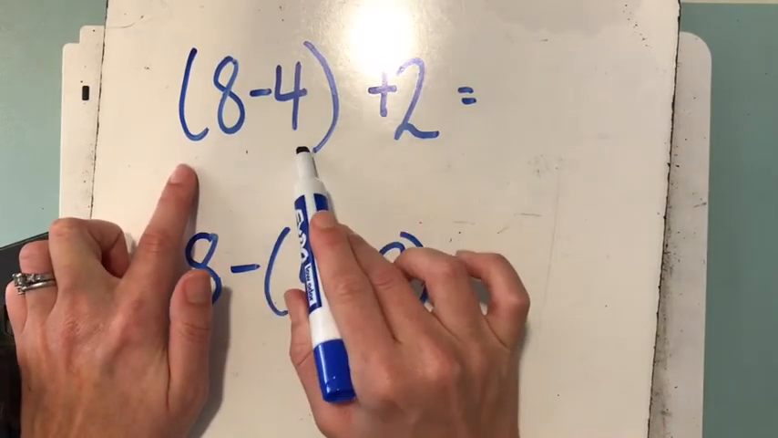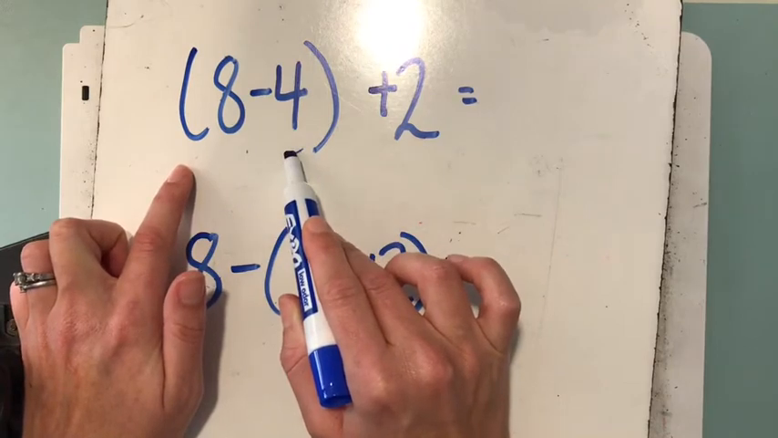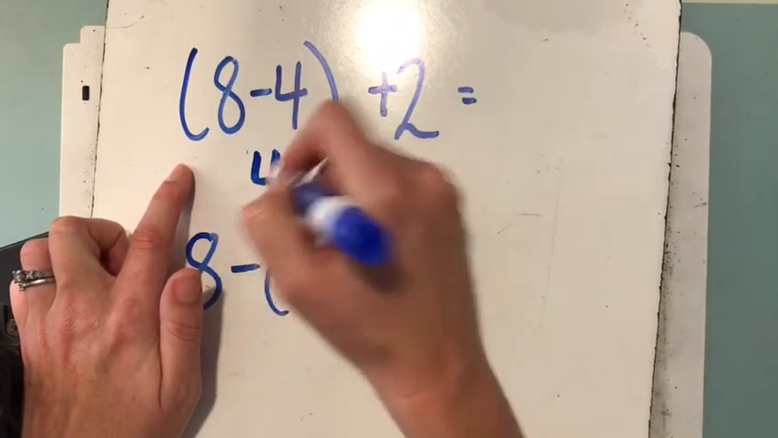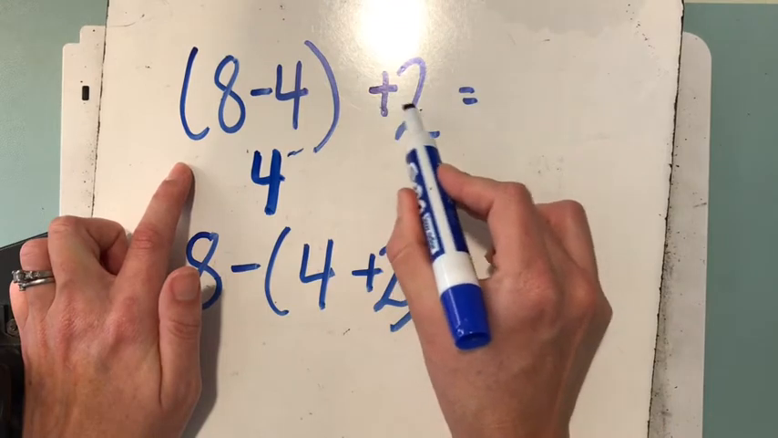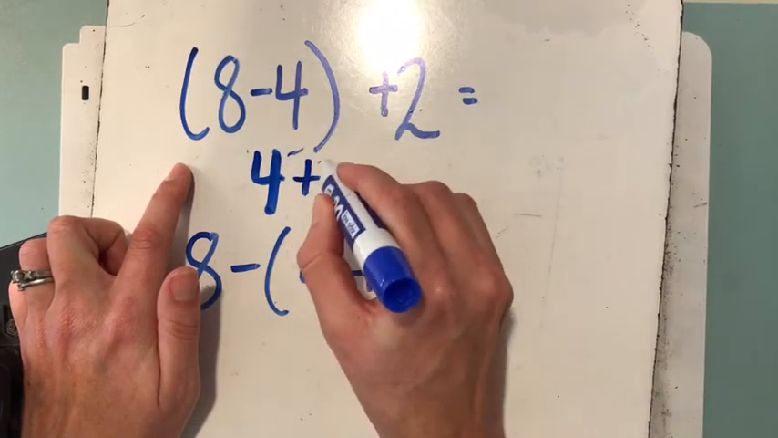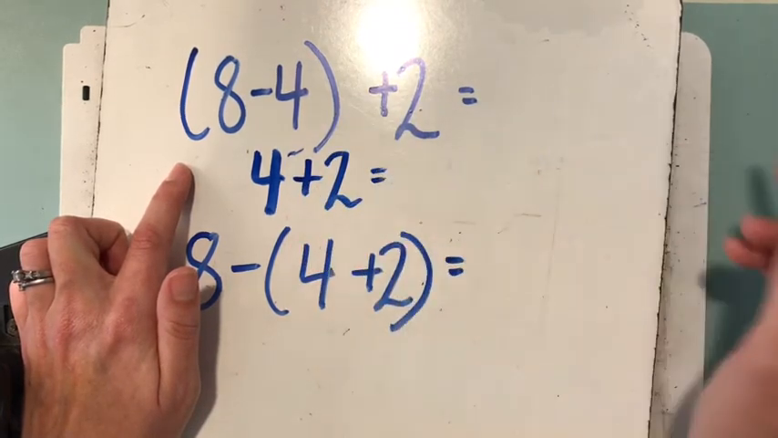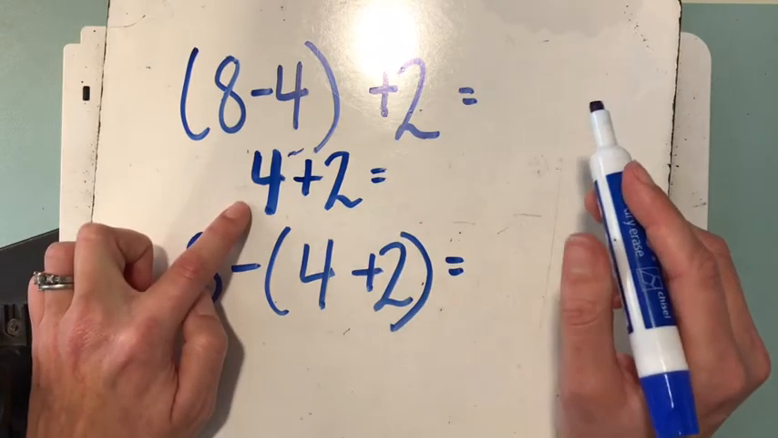8 take away 4. What's 8 take away 4? 4. Now I still need to add this 2 to the 4, so I'm going to bring it down here just so I can see it. 4 plus 2 is 6.